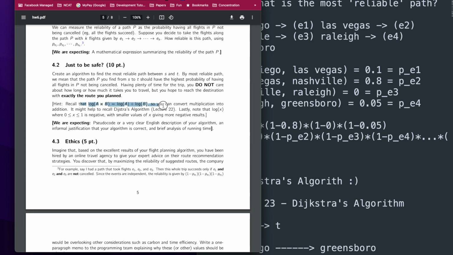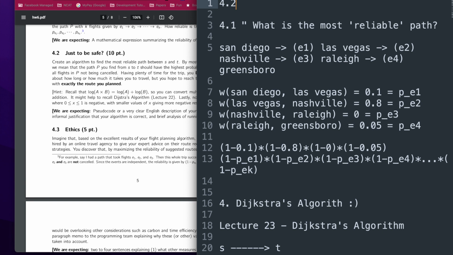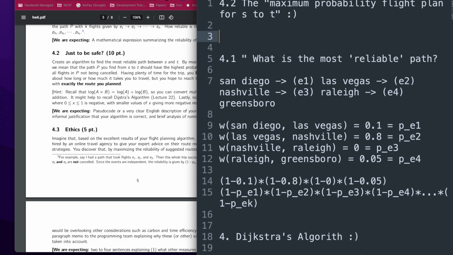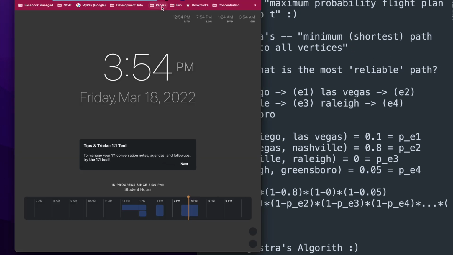Okay, so here's a couple of hints. We're essentially trying to find, for 4.2, the maximum probability flight plan from S to T. This should remind you again, I kind of hinted at this, take a look at Dijkstra's. So what does Dijkstra's do? Dijkstra finds the minimum, right, shortest path from S to all vertices. So you can see, hey, maybe we can modify Dijkstra's to help us find this maximum probability thing. So let's take a look at the pseudocode for Dijkstra.